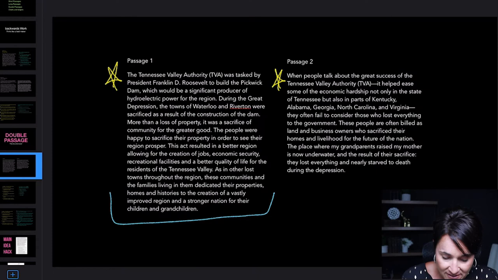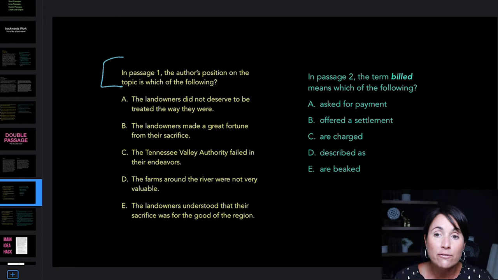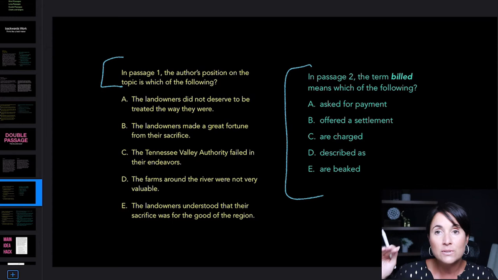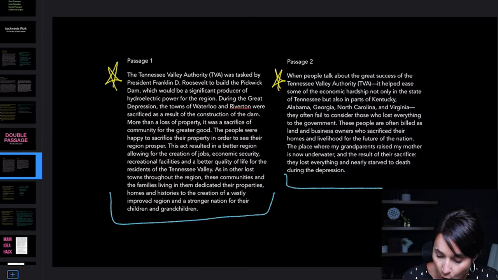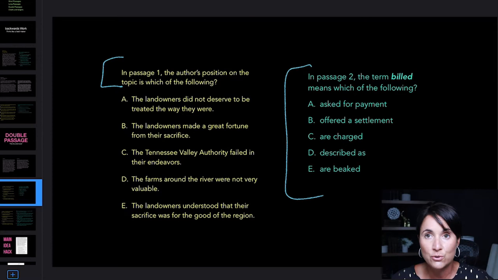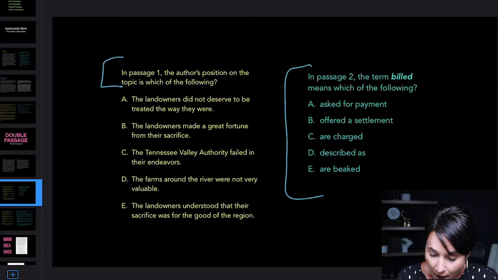Okay, now I'm going to go and look for only passage two questions, like this one here. Only passage two questions. Then what am I going to do? I'm going to go in here and read only passage two, and then I'm going to go back here and answer passage two's question. Now, the beauty of a question like this, this is your craft and structure. This is a, in passage two, the term build. This is a vocab question. Okay, this is a craft and structure. That one's really easy. If that's your only passage two question, you've lucked out.